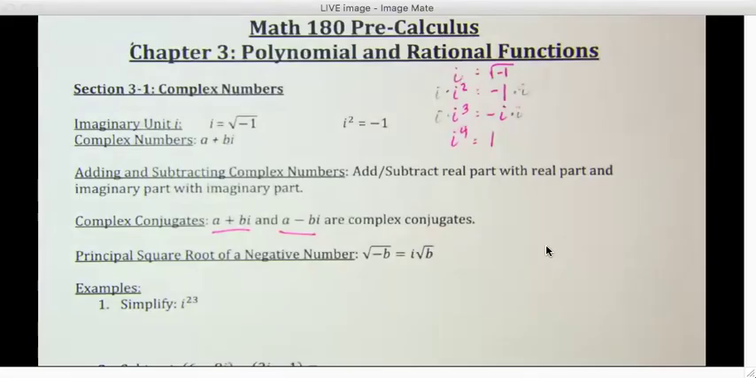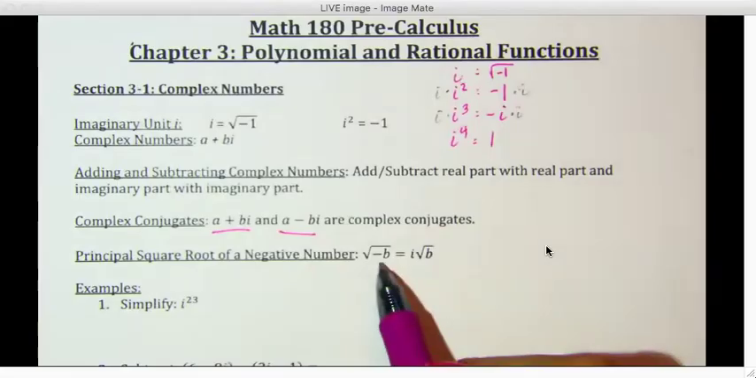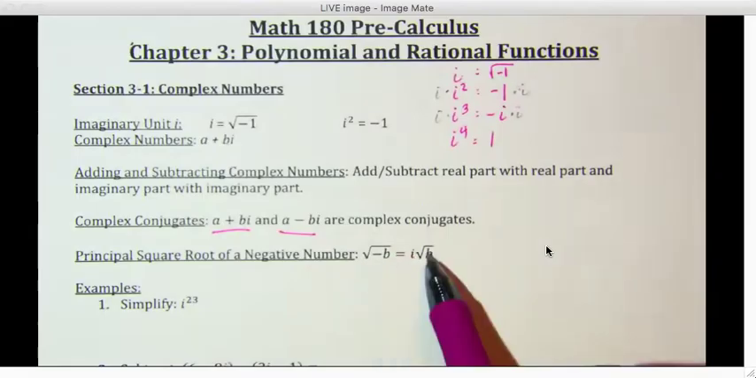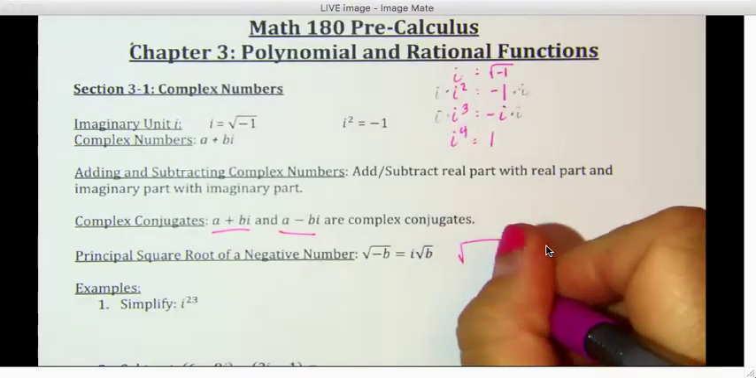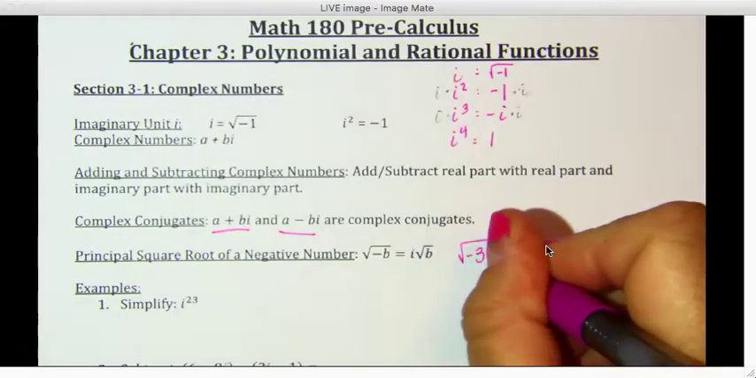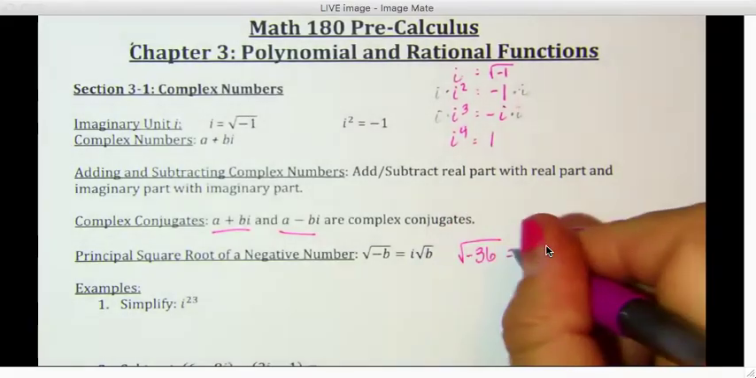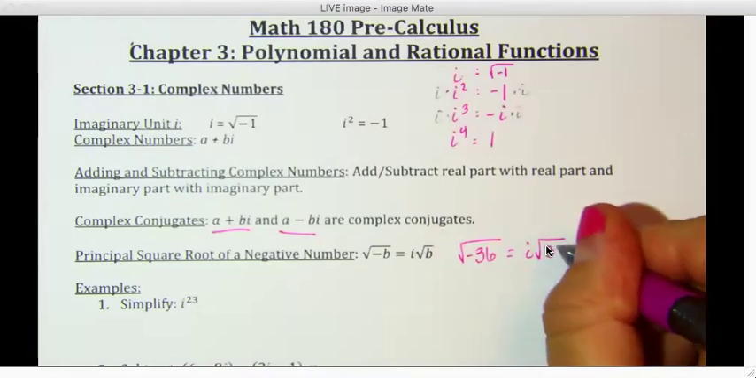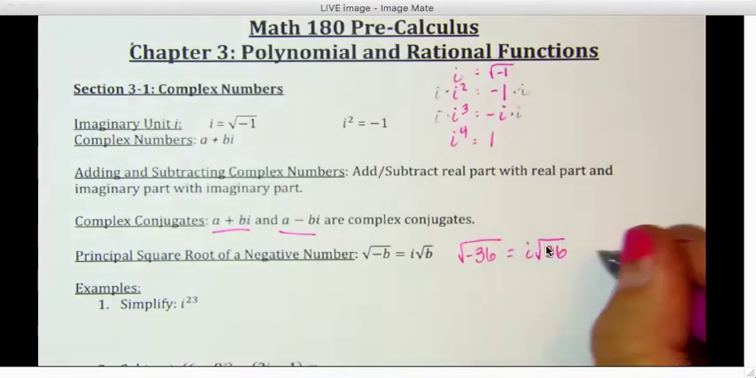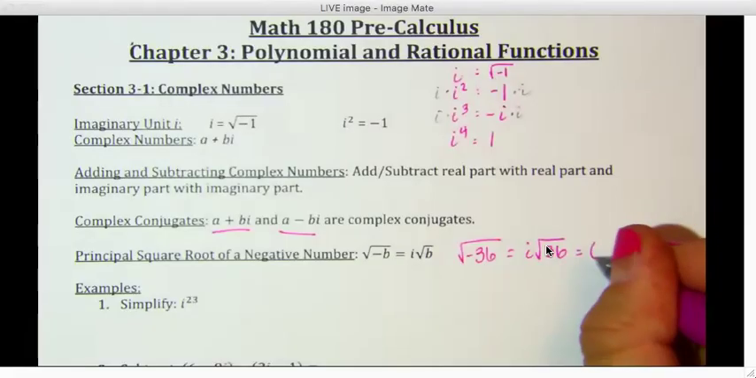And in order to simplify imaginary numbers where we have a negative inside a square root, if I have the square root of -b, that's equal to i root b. So for example, if I have the square root of -36, I can rewrite that as i square root 36. And then the square root of 36 would be 6. So this would be 6i.